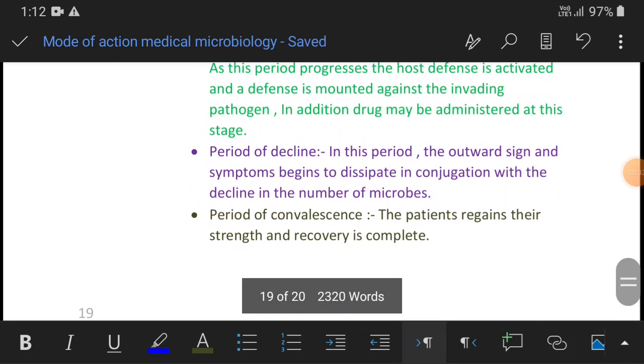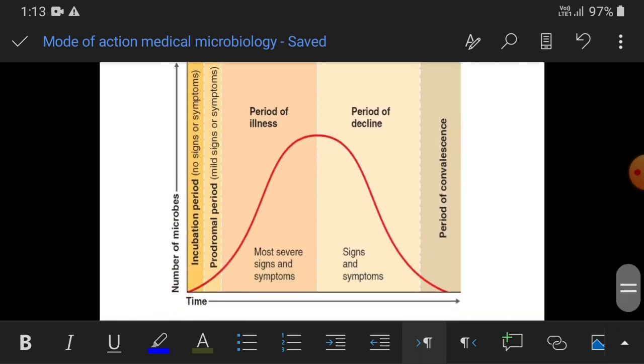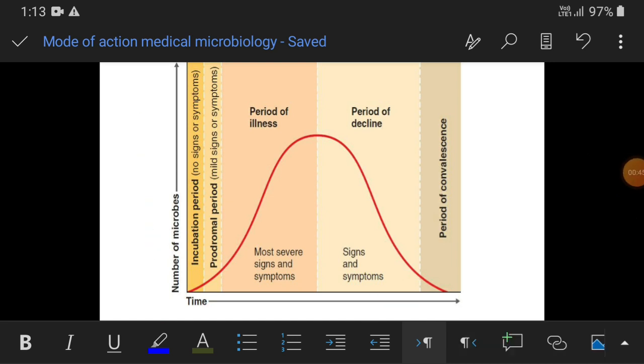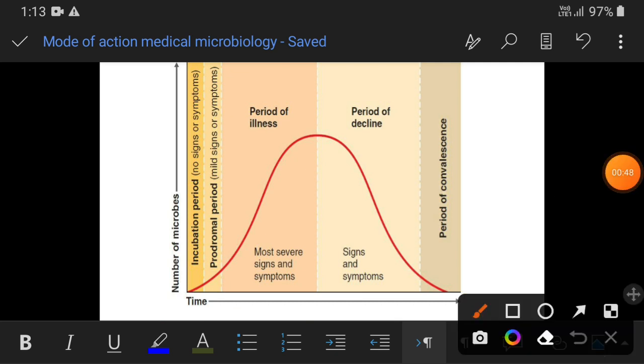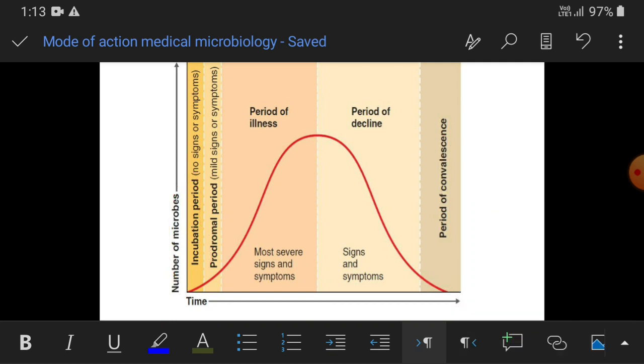So let's try to understand with the help of this graph. Here there is the number of microbes on the y-axis and time on the x-axis. The first step is the incubation period. Incubation period is the time frame between the initial infection and the first symptoms of the disease. During this time period the microorganism will adhere and evade the host defense mechanism, and start causing damage to the host.